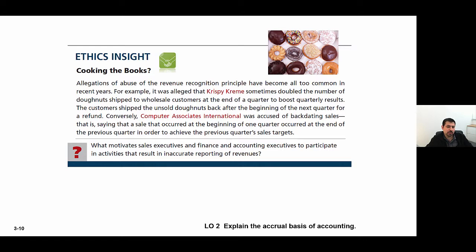And as we can see here, Krispy Kreme allegedly used to boost their sales at the end of the quarter by striking a deal with certain wholesale customers, and they would send them large amounts of donuts that would be returned right after the quarter had ended. That would eventually lead to a loss in sales, but for the short term, it would boost their quarterly results.